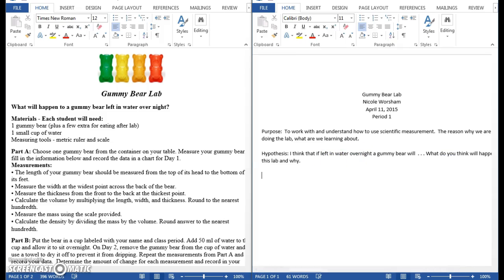Sorry. Okay, the next part of the lab is the procedure. The procedure is usually given in the labs that we'll be doing. It tells you, measure the length of the gummy bear from the top of its head to the bottom of its feet. Measure the width at the widest point. So these are all the things that you'll be putting in your procedure. I'm not going to type all that over here, but I'm just going to give you guys a little hint. So the procedure is a step-by-step breakdown of what you did.